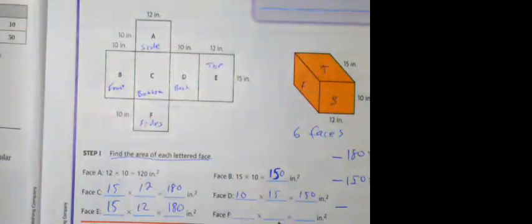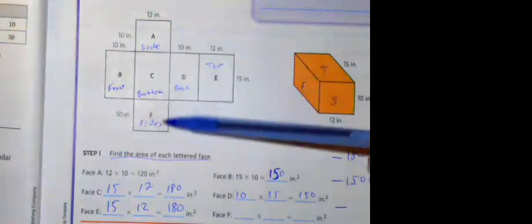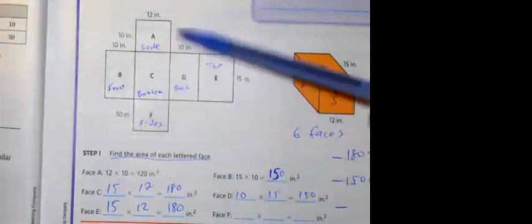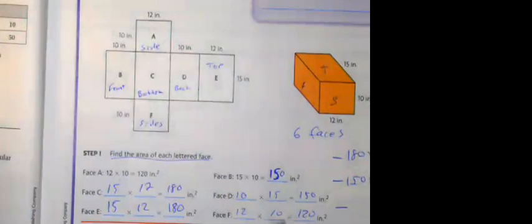So what do you think F is going to be? What is the opposite of A? Here's A. What's the opposite of A? F. Those are both sides. So we got 120 here, and it's a 12 by 10. We got 10 by 12. You can rearrange it how you like, because you could take the box and flip it over. It could be a 10 by 12. It's how you manipulate the box.